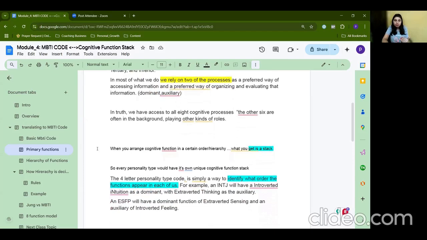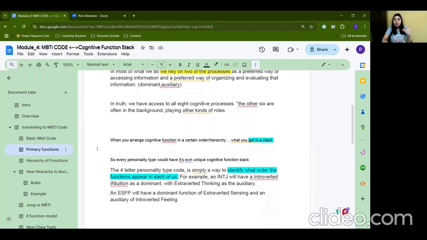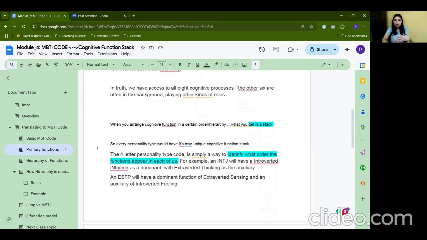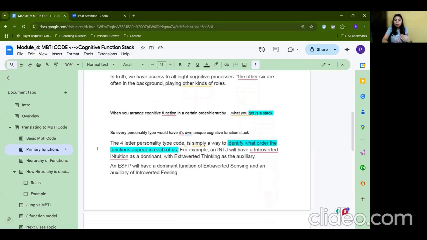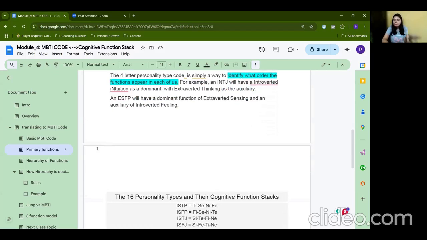Whenever you arrange different cognitive functions or psychological types in a certain order or hierarchy, what you get is a stack. So every personality type has its own unique cognitive function stack. The 4-letter personality type code is simply a way to identify the order of different functions that appear in each one of us. For example, an INTJ will have introverted intuition as their first, dominant process, then extroverted thinking as auxiliary. Whereas for ESFP, the dominant function is extroverted sensing, and their auxiliary tends to be introverted feeling. I'll discuss more on how we derive this dominant and auxiliary, so stay with me for a bit.